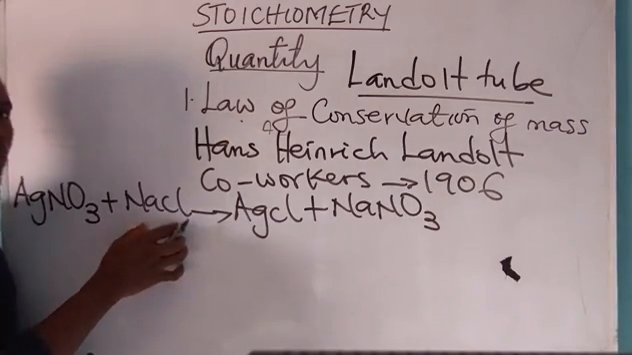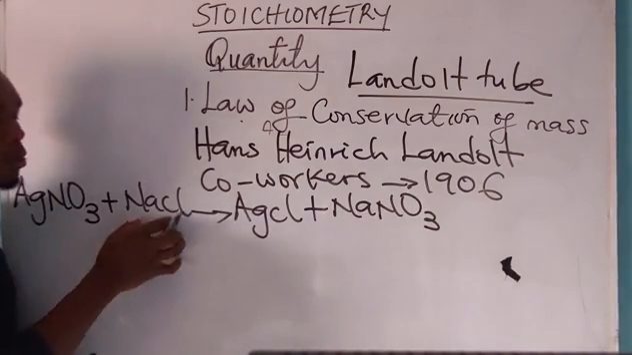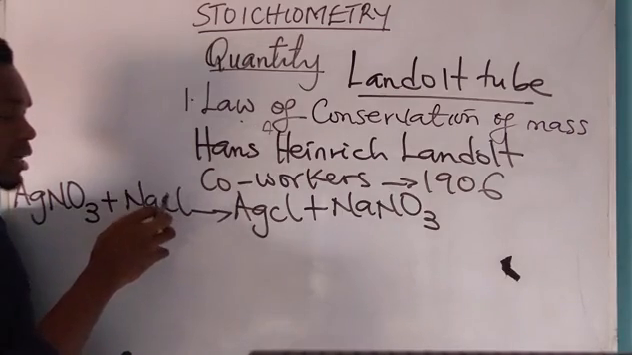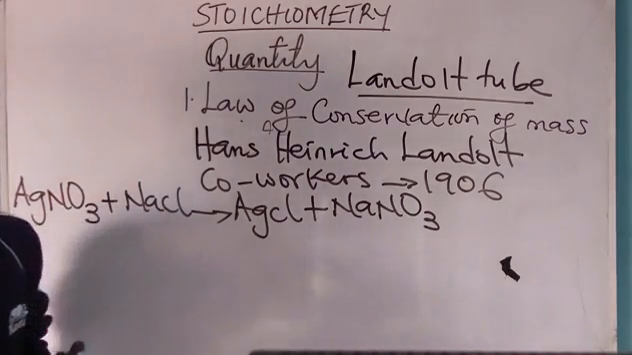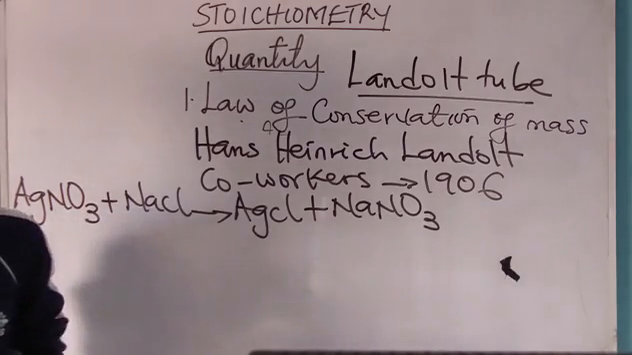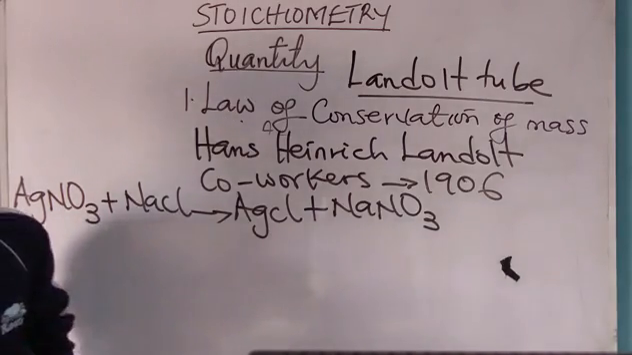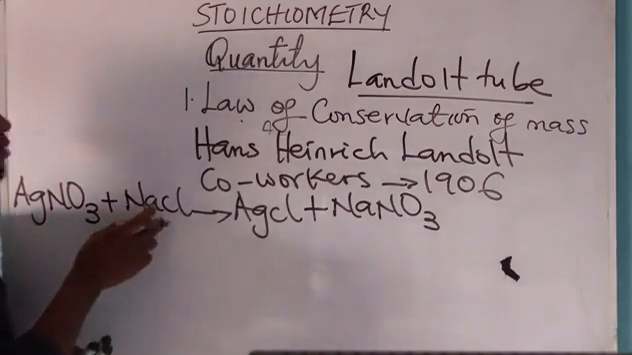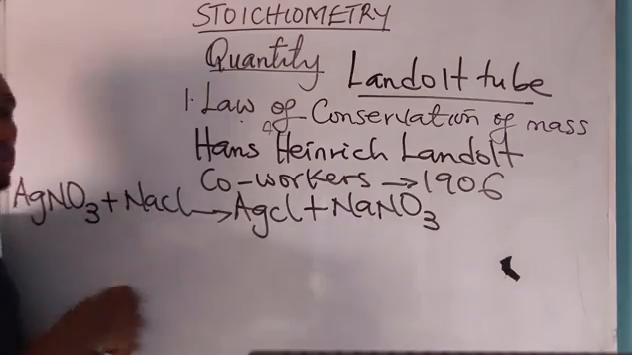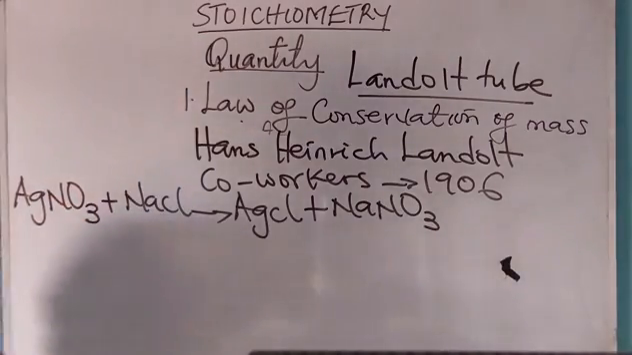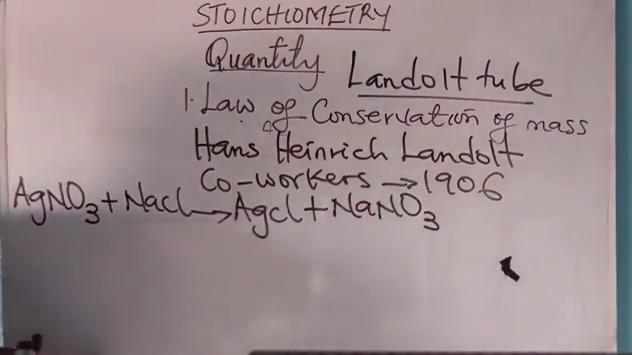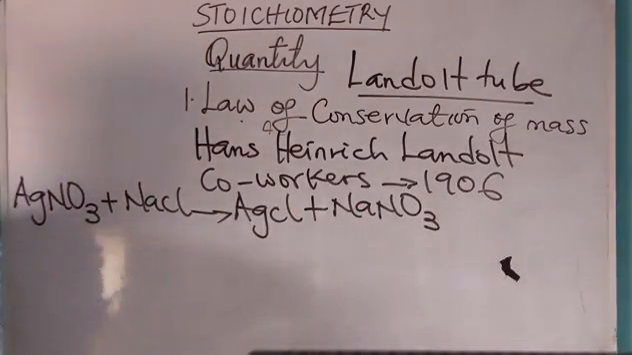Silver nitrate was reacted with sodium chloride, being a common salt, table salt, or neutral salt. It is neutral to litmus paper. Common salts are formed when a strong base is reacted with a strong acid. That is, if sodium hydroxide reacts with sulfuric acid, you have a neutral salt, neutral to litmus paper. So you have silver chloride and sodium nitrate.